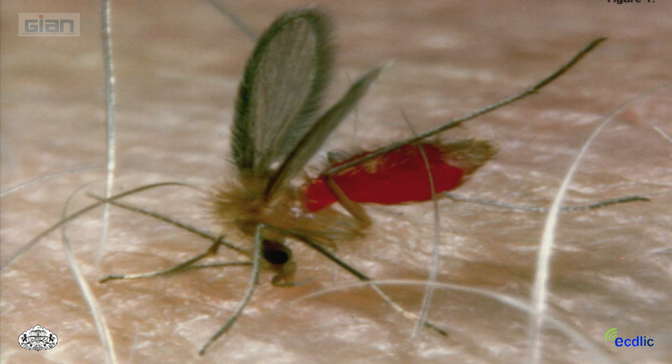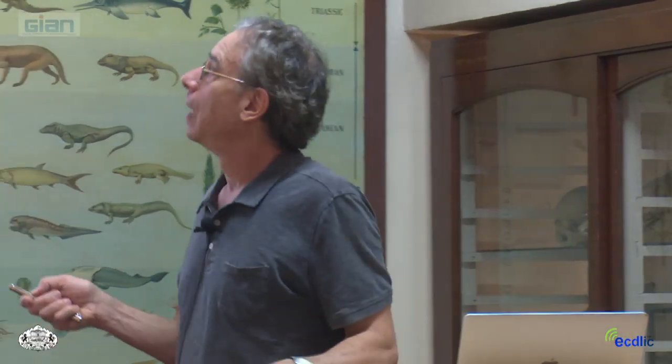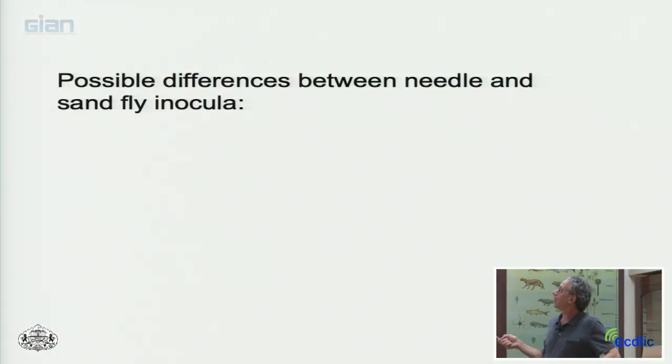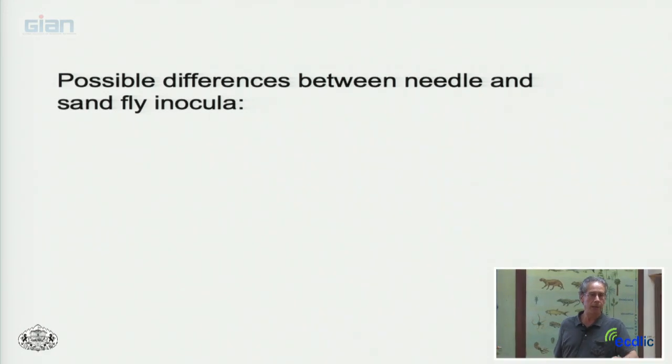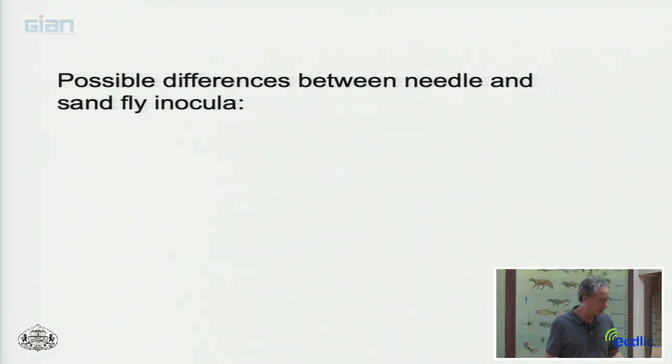And because we had flies, it was something that we could be attentive to. So we had the flies, and so let's take these killed vaccines that have been shown to work pretty well in a mouse, and compare a proper sandfly challenge with a needle challenge. So that's what we set these experiments up to do. We can just consider the possible differences between needle and sandfly inocula. We've already talked a bit about it.